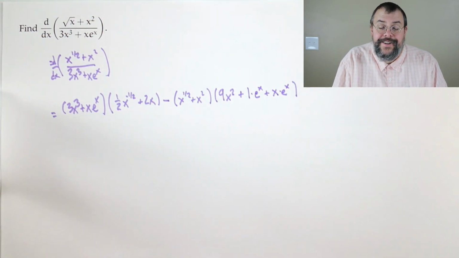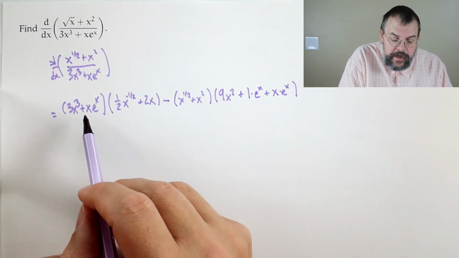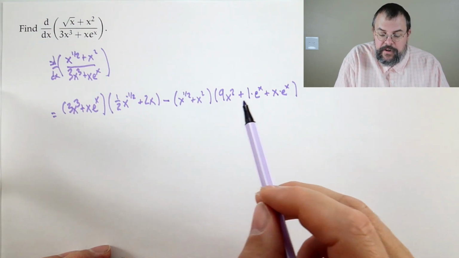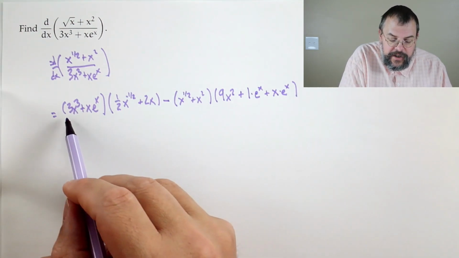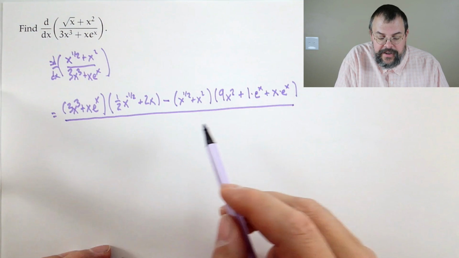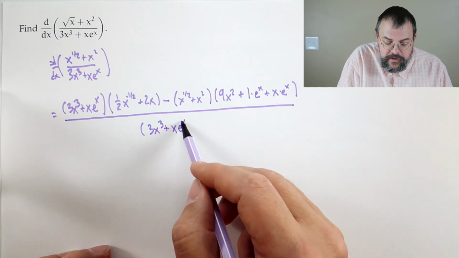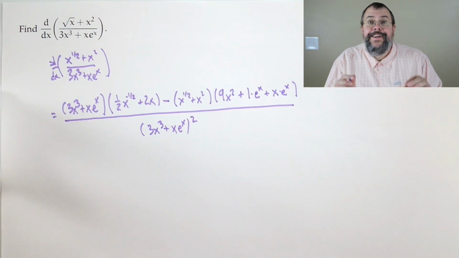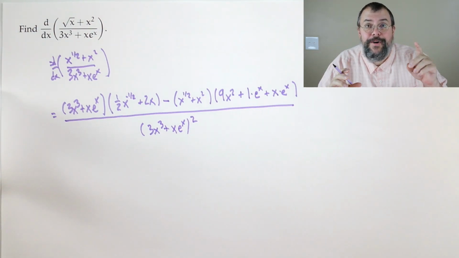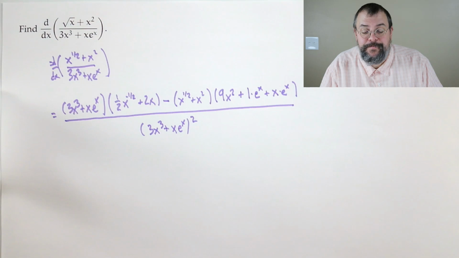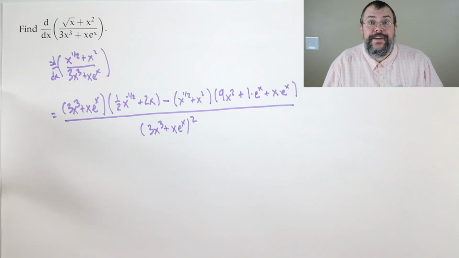Okay, good, right? So bottom times the derivative of the top minus the top times the derivative of the bottom. We had a little bit of a product rule in there. All that divided by the bottom squared. All right. Now, what comes next? The answer is we box it.